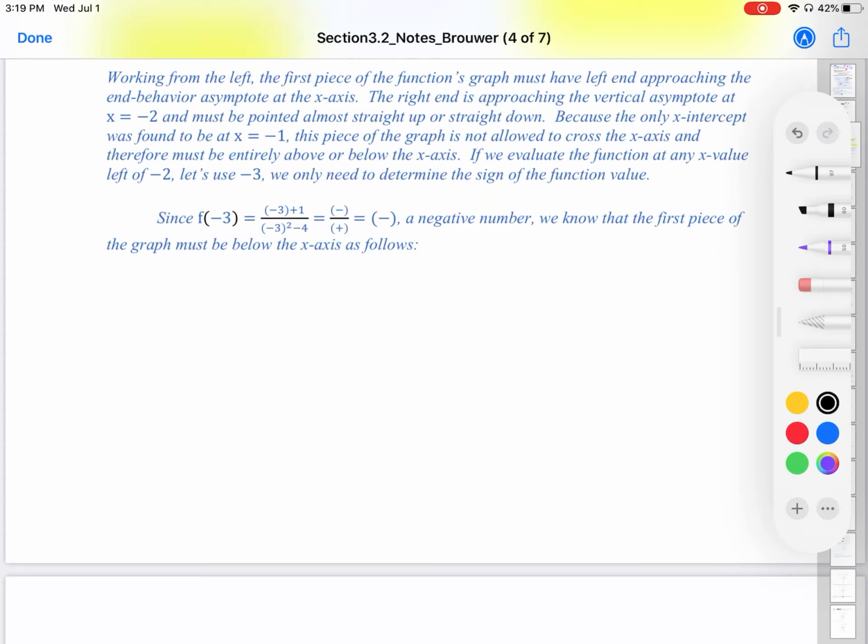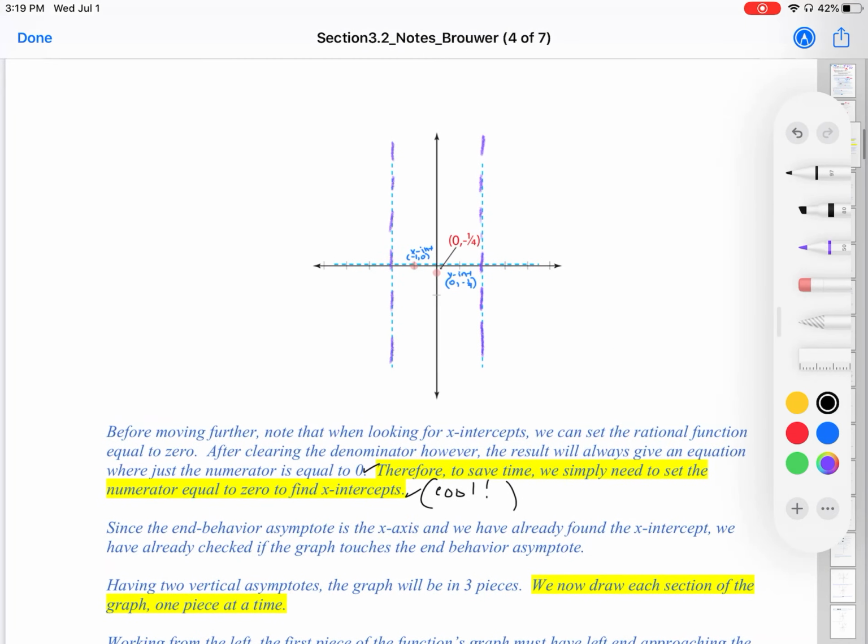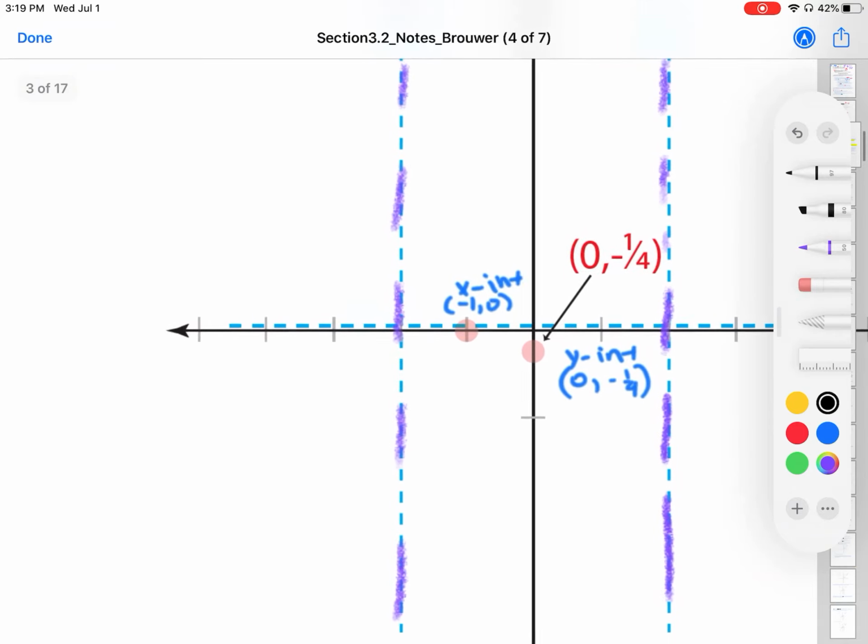Because the only x-intercept was found to be -1, this piece of the graph is not allowed to cross the x-axis, and therefore must be entirely above or below the x-axis. If we need to evaluate the function at any x value left of -2, let's use -3. We only need to determine the sign of the value of the function. So what's all that wording? Well, let's take a look at this piece.